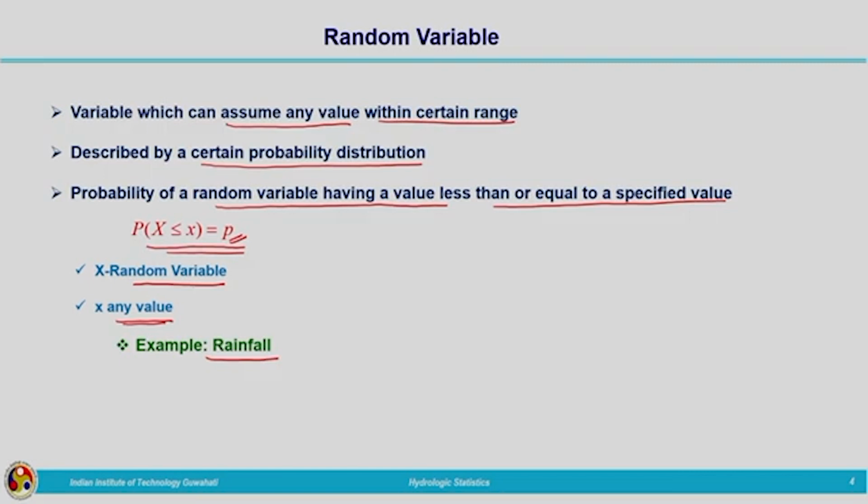Random variables can be of two types: discrete random variable and continuous random variable. If you are talking about the number of rainy days, that can be expressed as an integer. Those are discrete values. Number of rainy days in a particular month can be represented by means of integer. So those types of variables are discrete random variables.